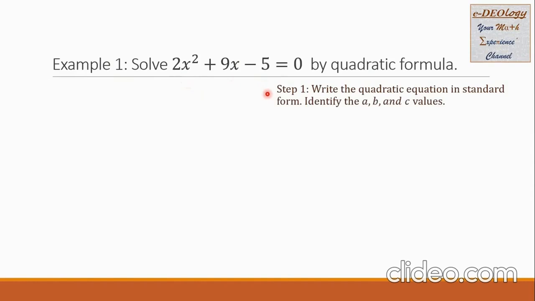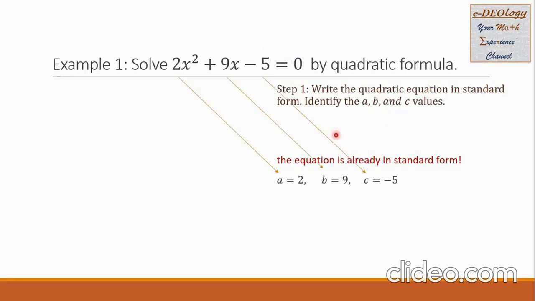Step 1. Write the quadratic equation in standard form. The equation is already in standard form because all the terms are on the left and it is equal to 0. Identify now the a, b, and c values. So we will collect the a, that is the coefficient of x squared, it is 2. We collect now the b, the coefficient of x, and that is 9. And the c is the constant, negative 5.